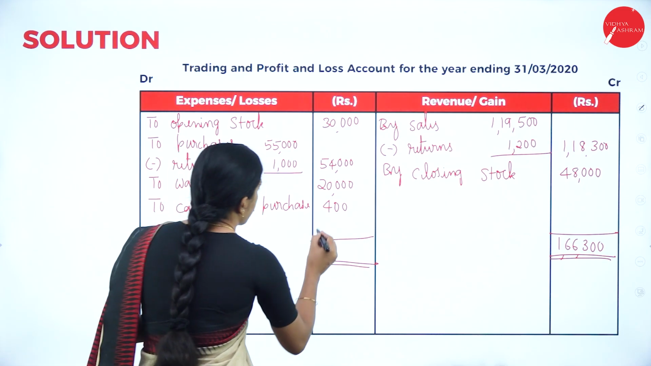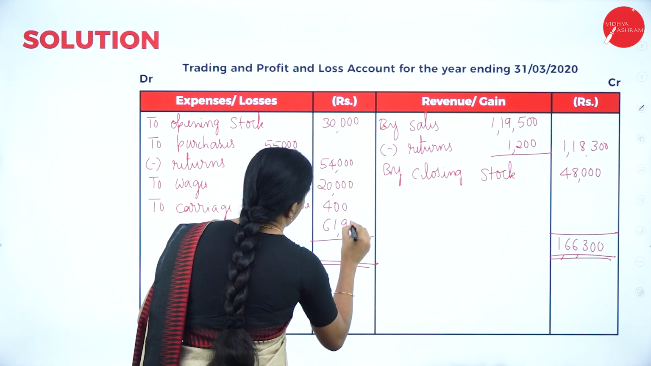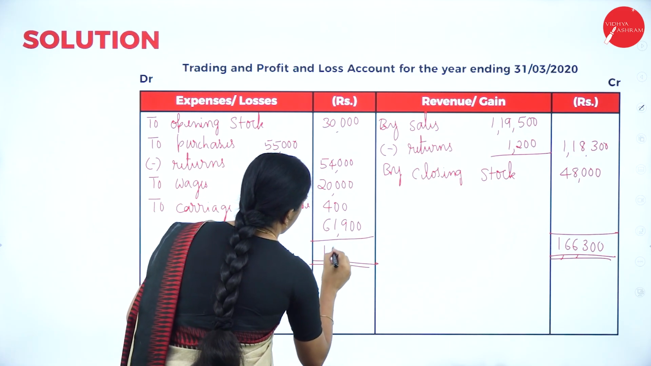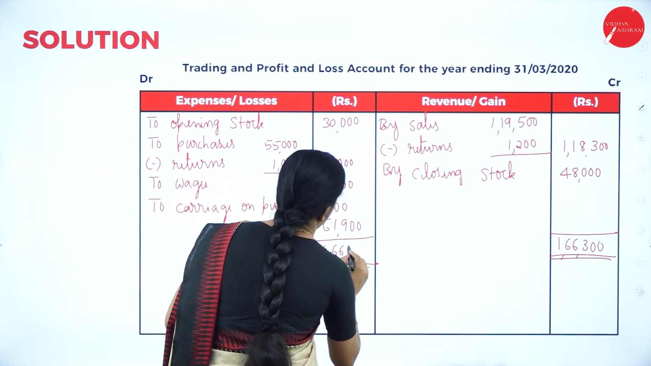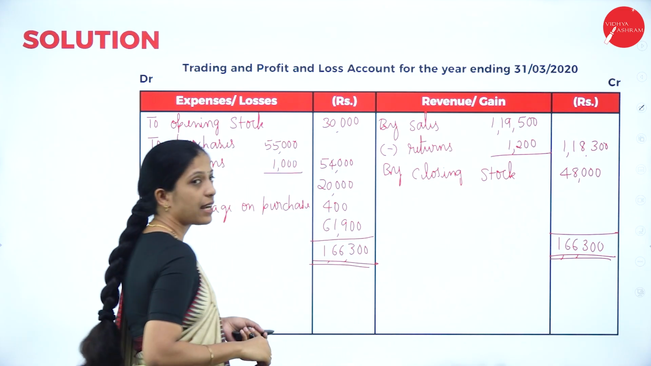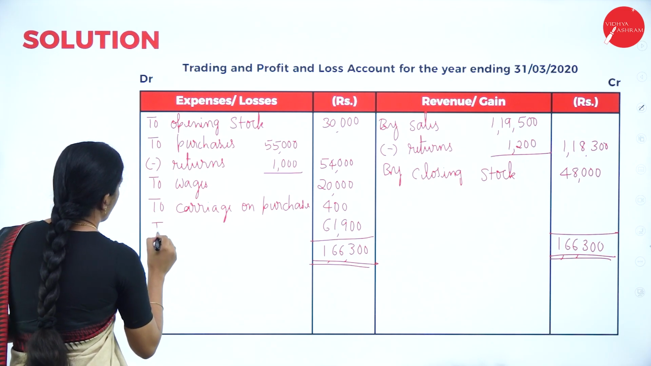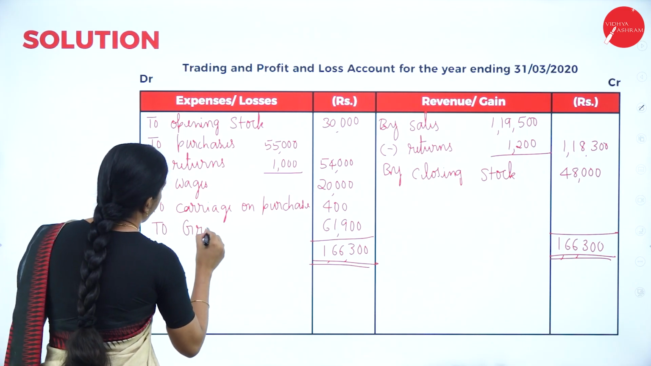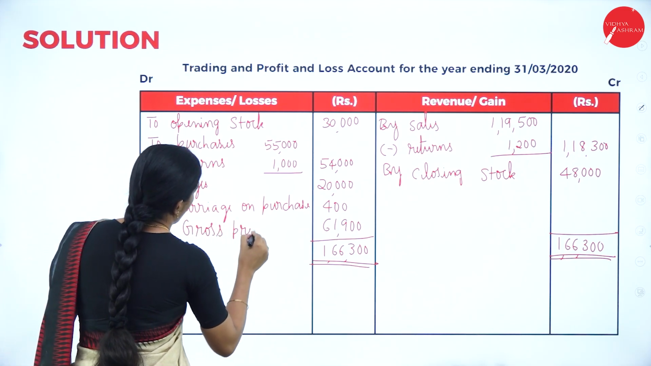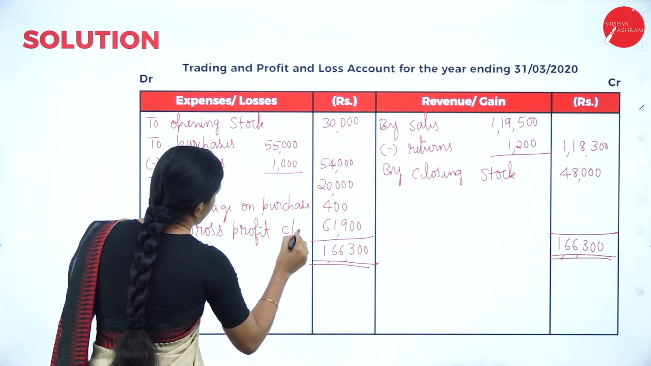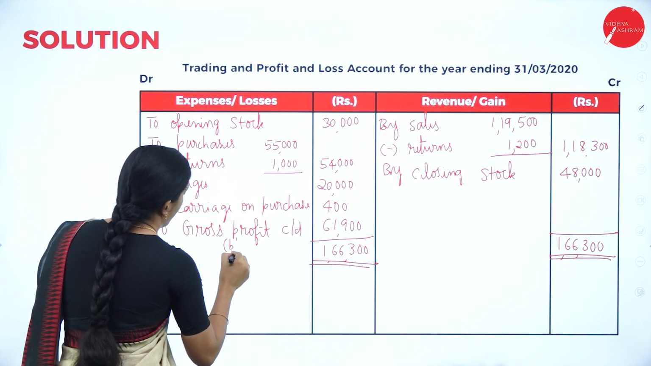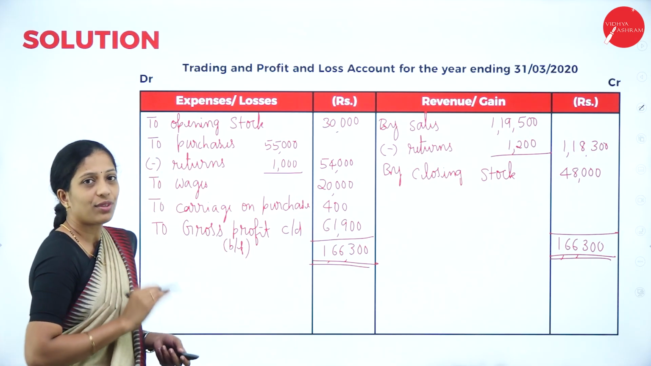So it will be 61,900. So total of both the sides is 1,66,300. So what is this balancing figure? Your revenue is more than your expenses. So it is to gross profit carried down. And this will be the balancing figure. So you are done with your trading account.